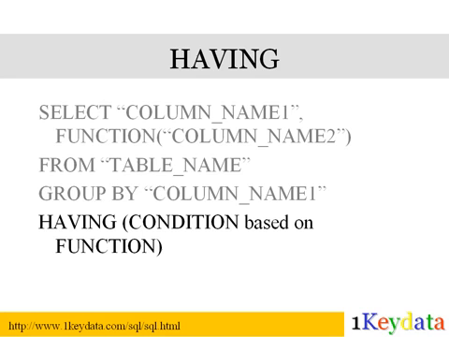The syntax for having is select column name 1, comma, function column name 2, from table name, group by column name 1, having condition based on function. In the example we have previously mentioned, if we only wanted to show results where the maximum sales amount is over 100, we will add having sales amount greater than 100 at the end of the SQL query.